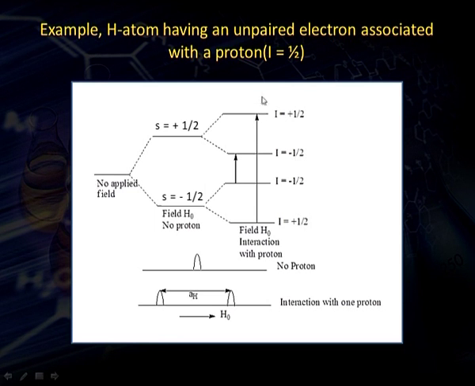So, we now have 4 levels, and we can see the transitions. There are 2 transitions. And if you look at this figure, the upper one, where we have only one signal, is due to the splitting of the electron magnetic lines when no proton is present. We have only one peak, but when a proton is present, then we have 2 signals. This is due to the interaction with the proton.